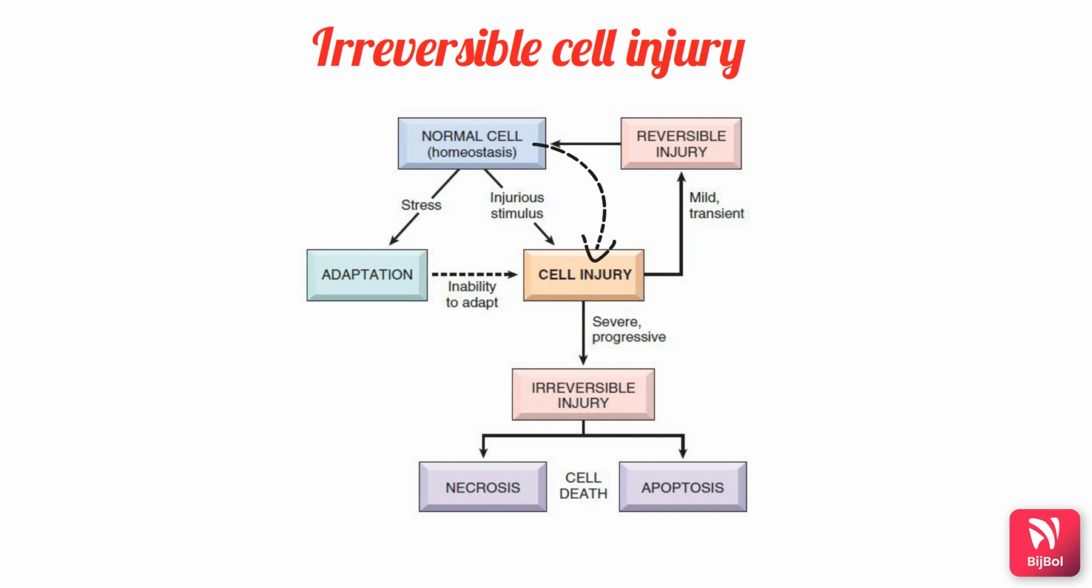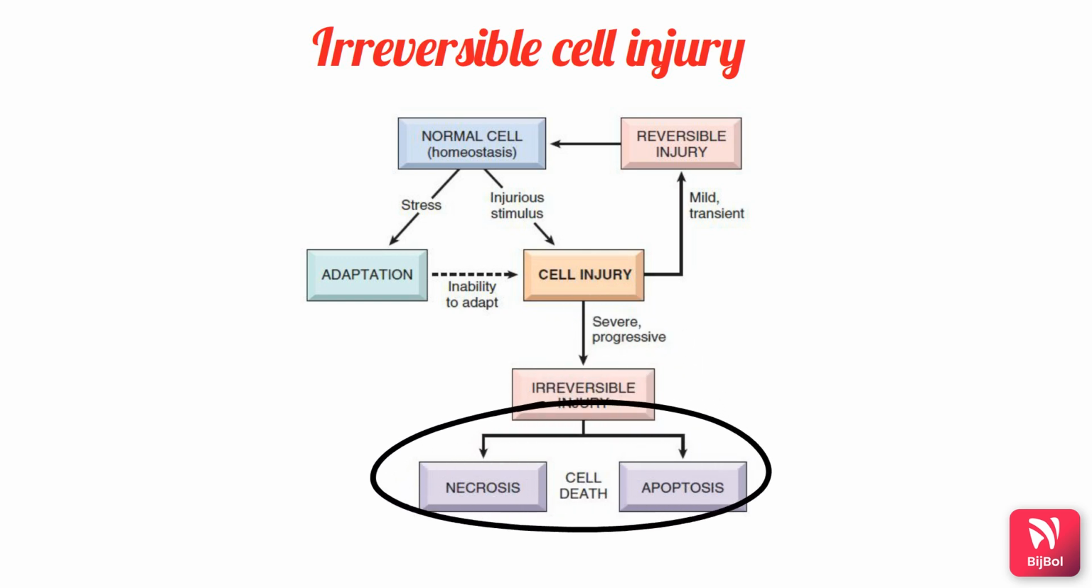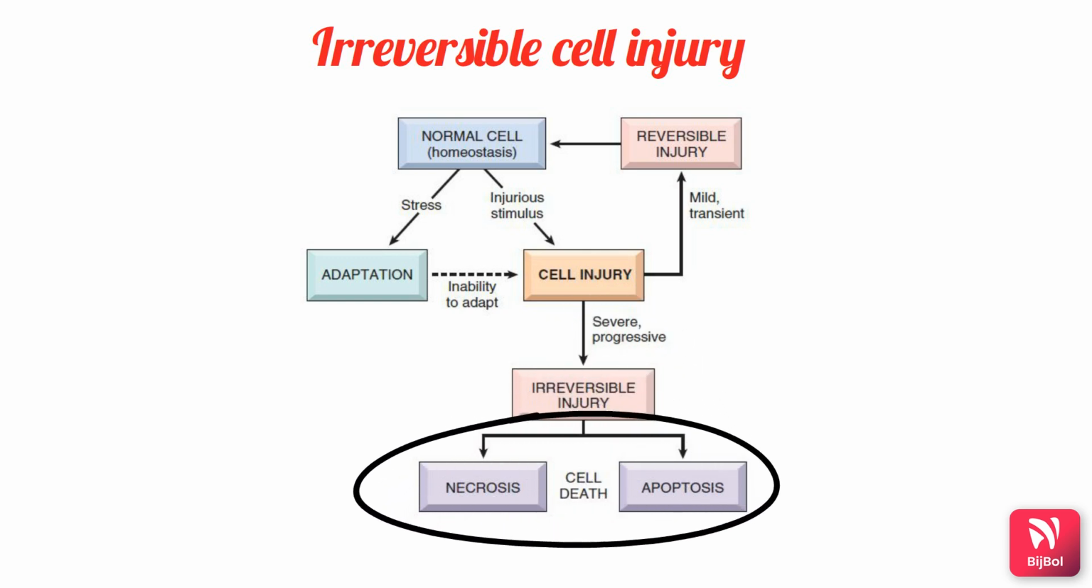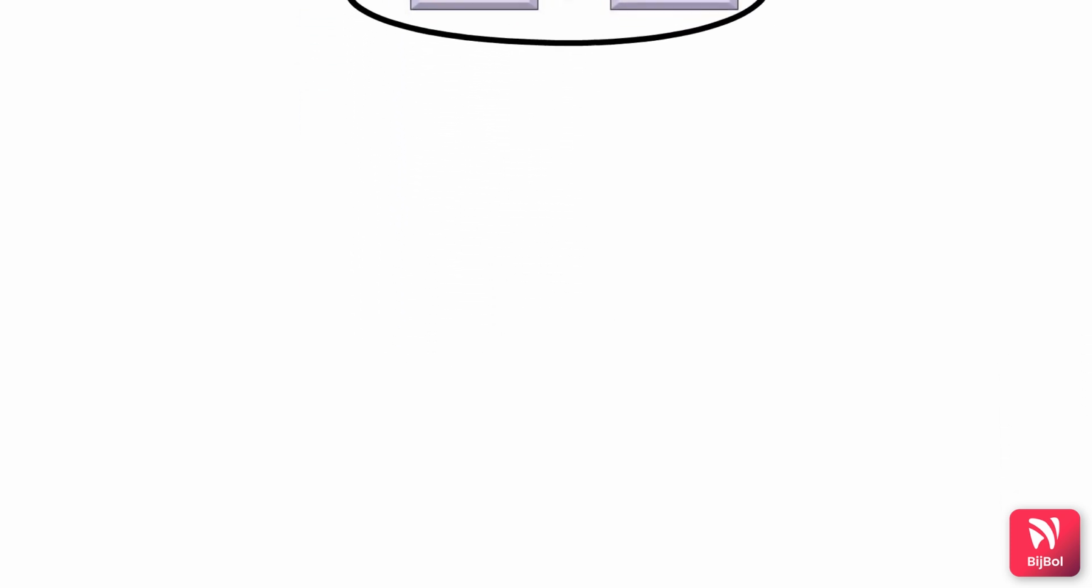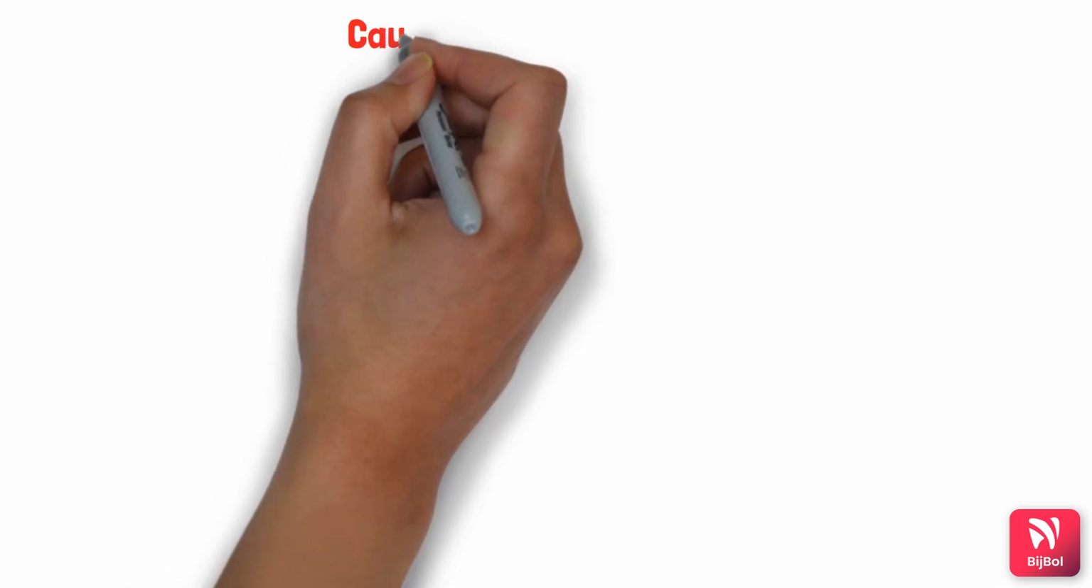And this cell injury is of two types, reversible and irreversible, depending upon the intensity of the stress. If it is a mild stress, it results in reversible injury, but if it is a severe and progressive stress or progressive injury, it results in irreversible cell injury. That means it is cell death, in the form of either necrosis or apoptosis. So this is about irreversible cell injury, wherein the injury is more severe as well as progressive.